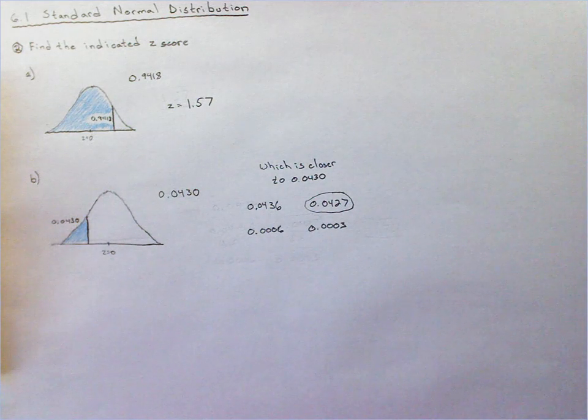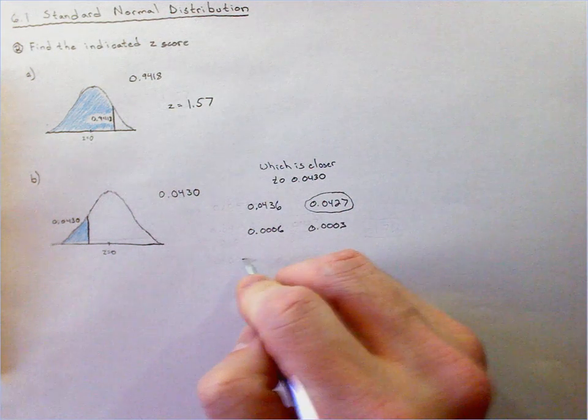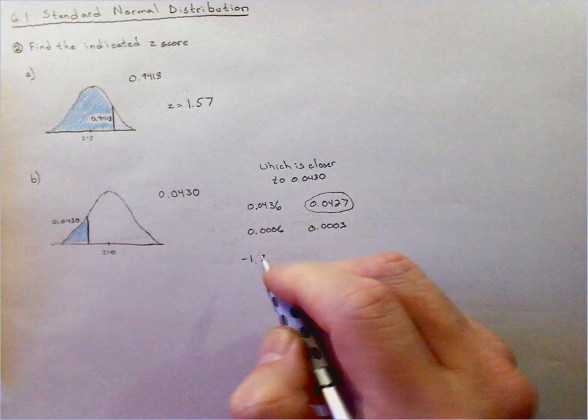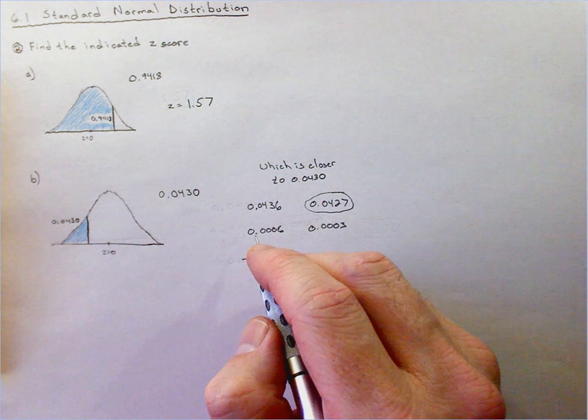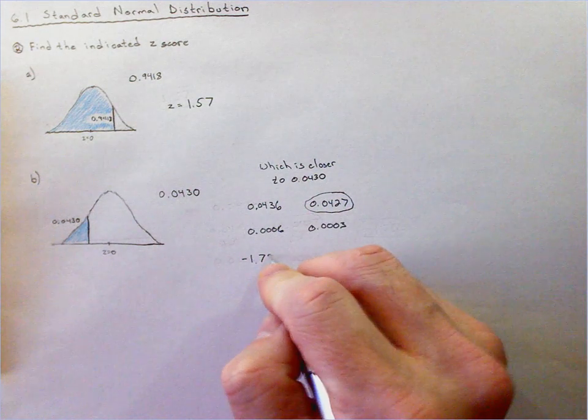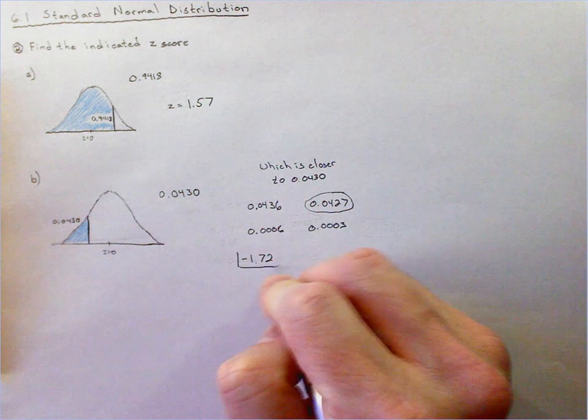Let's look at the corresponding z-score for that. 0.0427 will be a negative 1.72. That's my z-score for it.